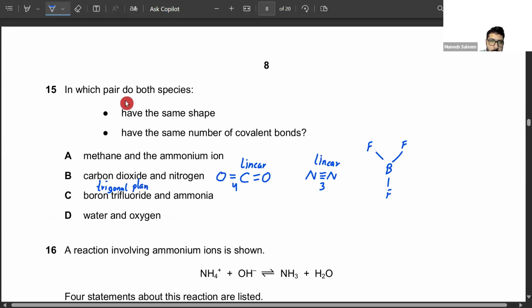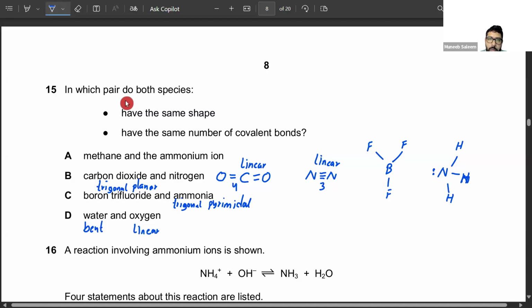And ammonia, on the other hand, having this type of the bonding. So the shape is trigonal pyramidal. So that's wrong. They do not have the same shape. Water has a bent shape, and oxygen has a linear shape. So they don't have the same shape.